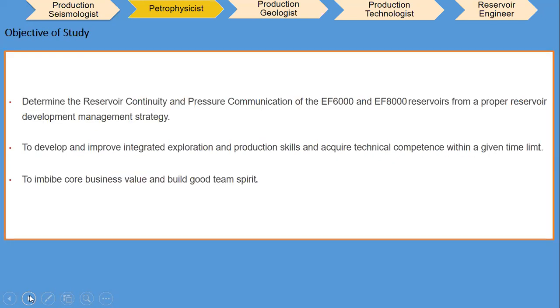Now, the objective of our study is to determine the reservoir continuity: if truly this Otam field is continuous and spans through the Nuke, and if not, if truncated, is there pressure communication. This aids the reservoir development manager's strategy plan, and also to actually know the actual volume in order not to underestimate nor overestimate, and also to develop technical skills and an integrated workflow from the exploration down to the production within a given limited time, understanding business ethics and good team bonds.